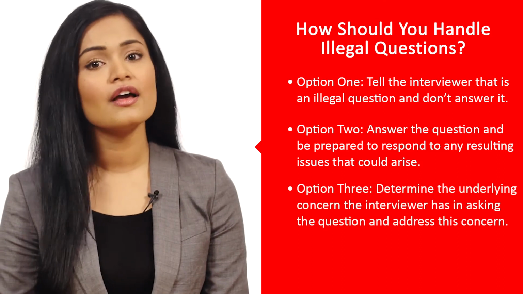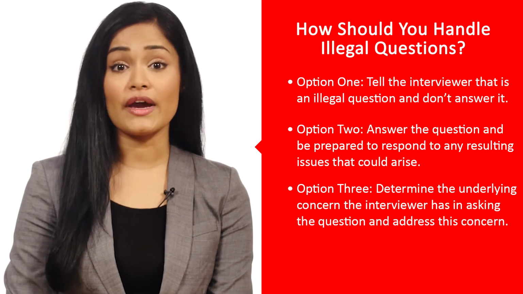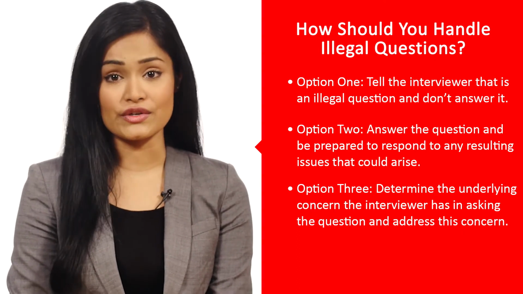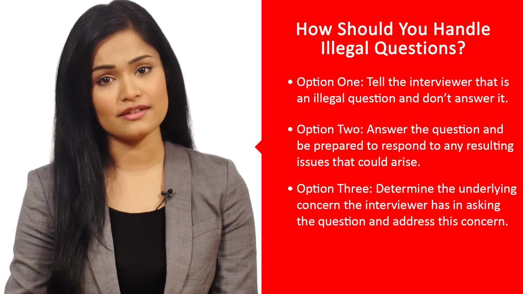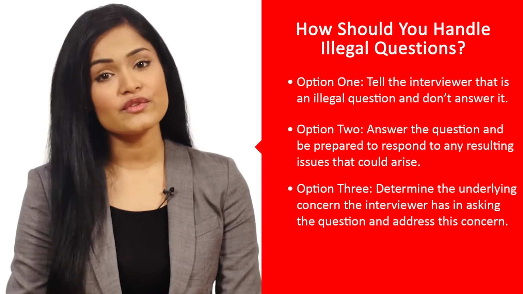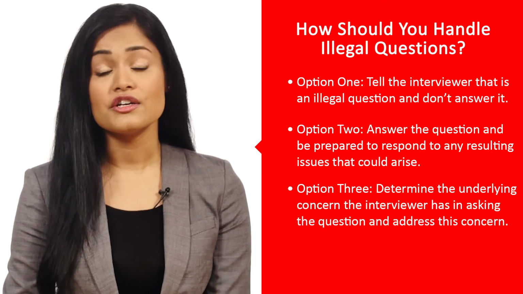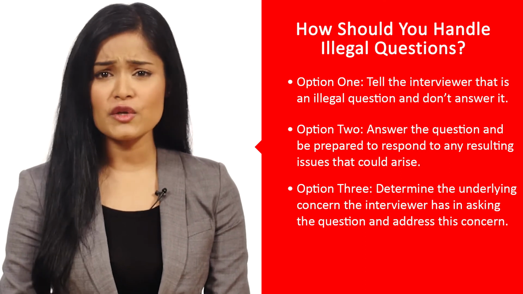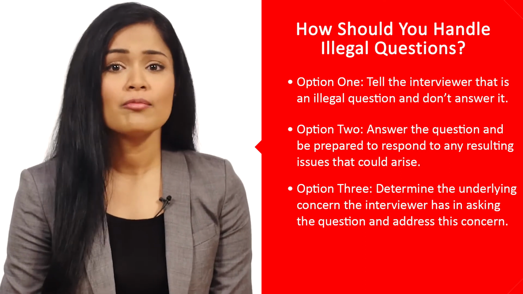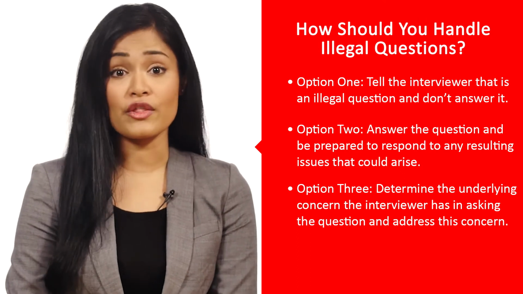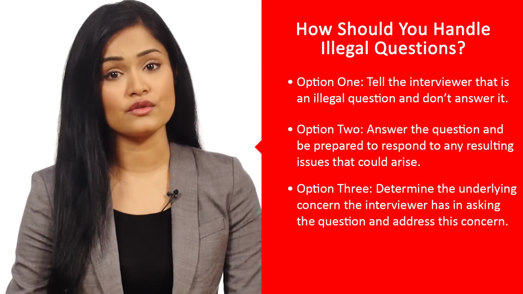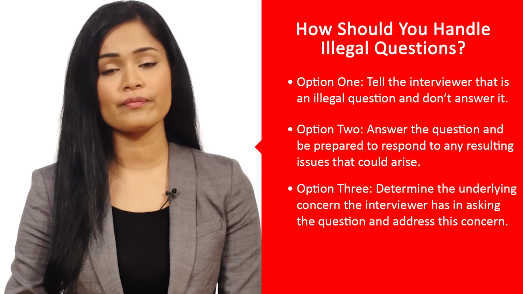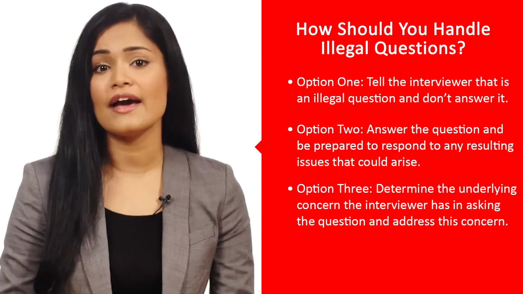Option 3, you can take a few seconds to think about and determine the underlying concern the interviewer has in asking the question. Then, rather than answering the question directly, address the underlying concern. For example, if the interviewer asks you how old you are, but you feel that the underlying concern is whether you have the physical strength to do the job, then you can answer, "I'm in really good shape and can handle a physically strenuous job."